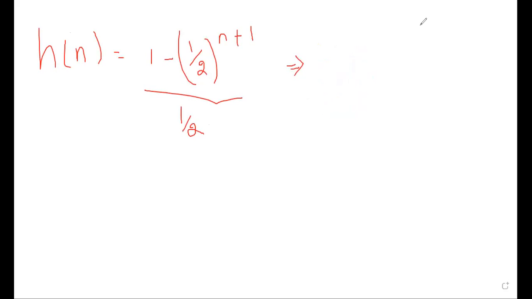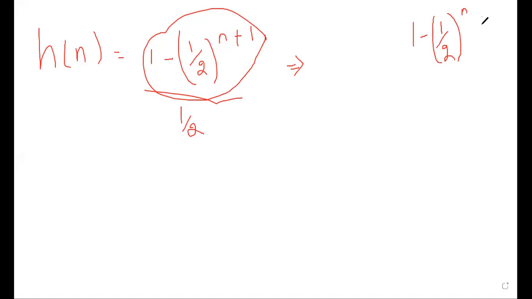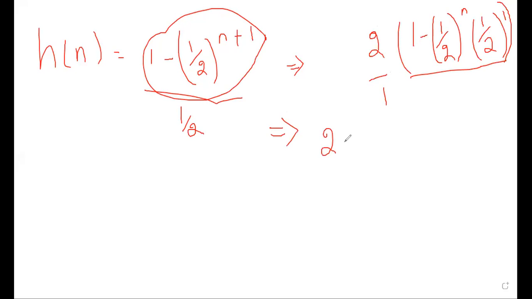In the key answer, they have further simplified the numerator. How to simplify it? I will split the numerator as (1 by 2) power n into (1 by 2) power 1. Then in the denominator I have 1 by 2, so that 1 by 2 becomes 2 by 1. Now, can you tell me what will be the final equation of h of n? Is it 2 minus (1 by 2) the whole power n?